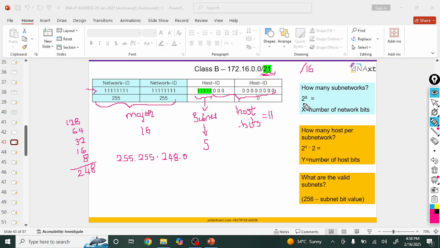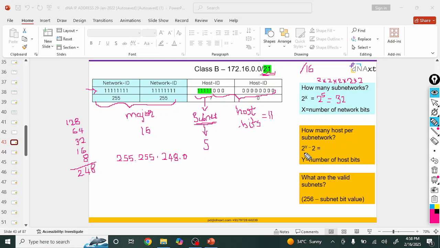Okay. Now let's calculate how many sub networks we will get over here. So formula is 2 to the power x, where x is number of network bits. And how many network bits we have? Sub network bits we have 5. So 2 to the power 5, that is 32.